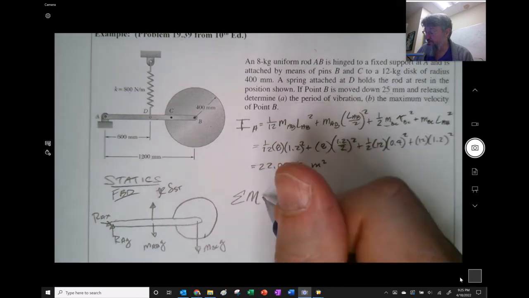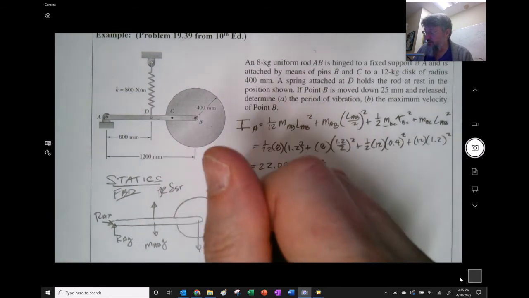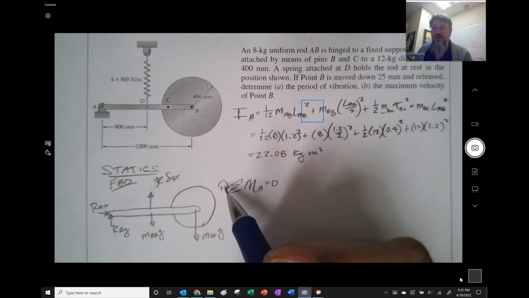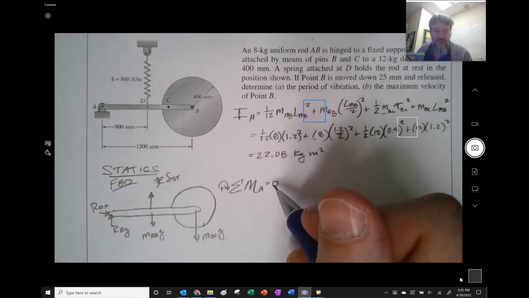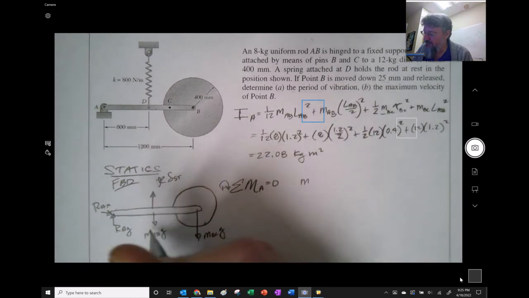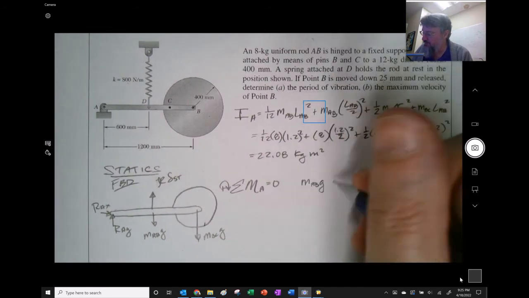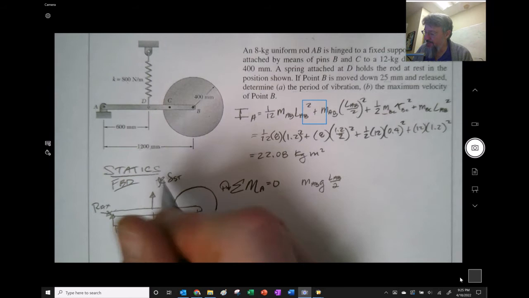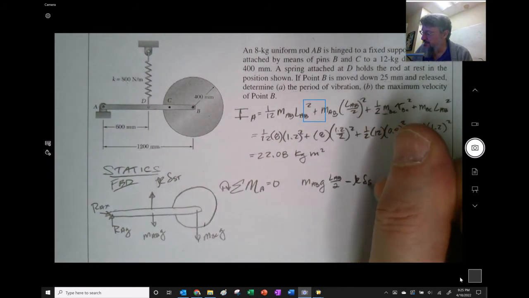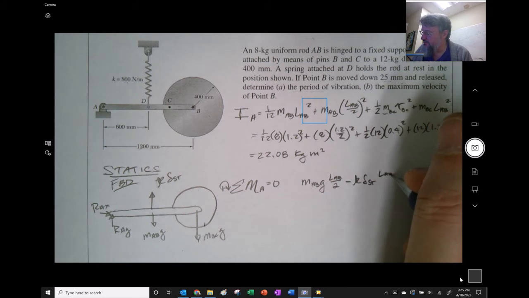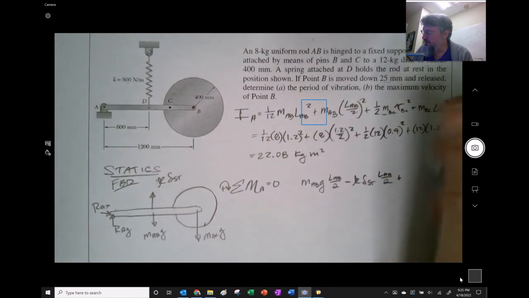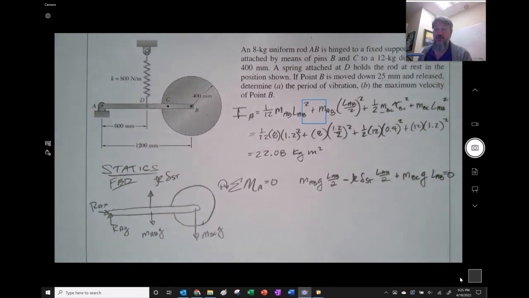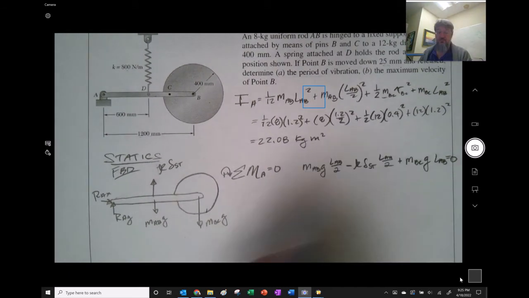So the sum of the moments about A is going to be equal to 0. Because so much is going clockwise in this problem, I decide to break from tradition and make clockwise positive. Why not? So we'll say M_AB times G times L_AB over 2, minus K static times L_AB over 2, plus M_BC G times L_AB is equal to 0. You agree with that? Sure. We're going to use that later on.